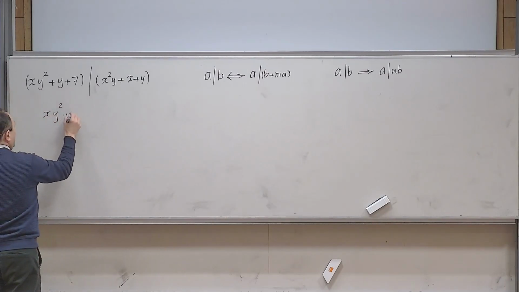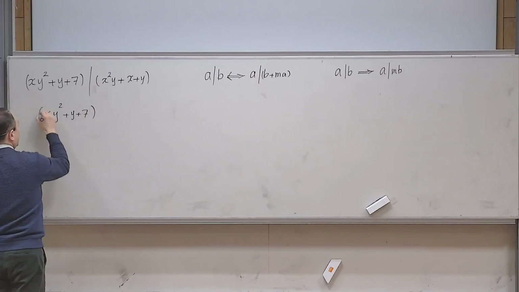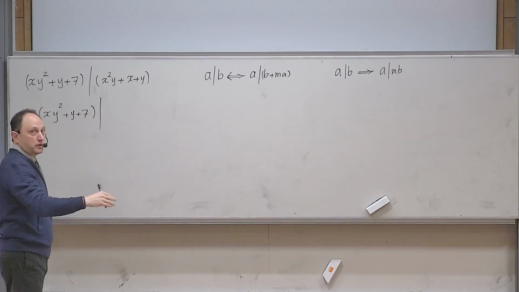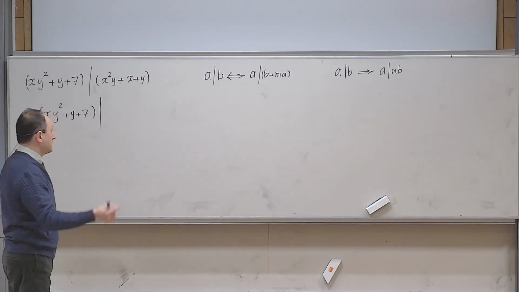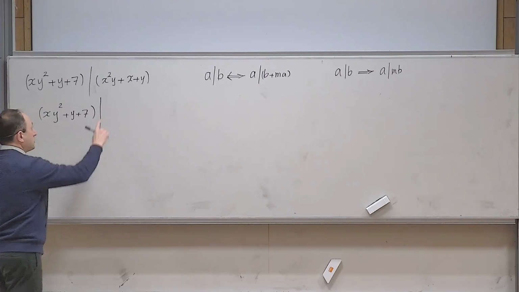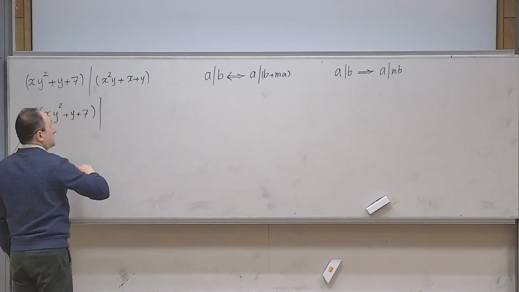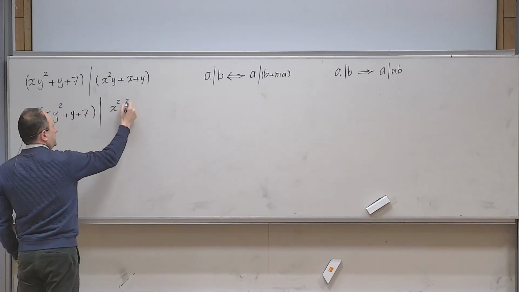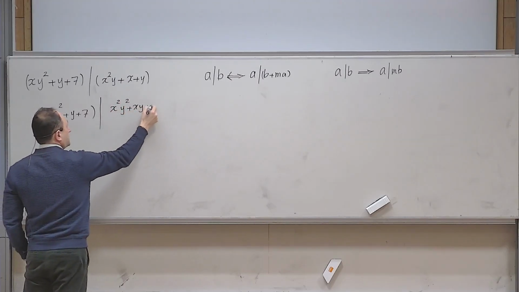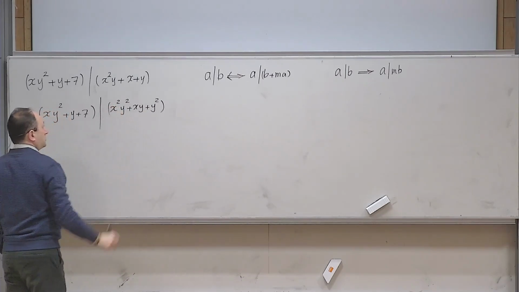These are higher level problems, so you have to be a little bit creative. If you have done the problems regularly on this playlist, you have enough experience to tackle harder problems. So I will multiply the right-hand side by y, and it becomes x squared y squared plus xy plus y squared. So that is possible.